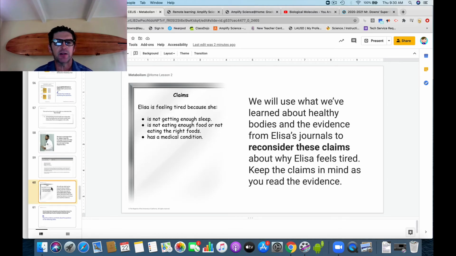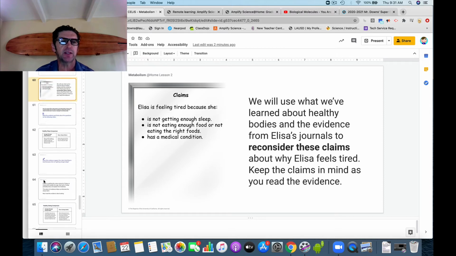So let's come down here, and these were our claims. Remember, we said this in the beginning. She's not getting enough sleep, she's not eating enough food, or not eating the right foods, or she has a medical condition. We're trying to determine that right now. We don't necessarily know the medical condition if that's it, but we're just trying to figure out, could it be?